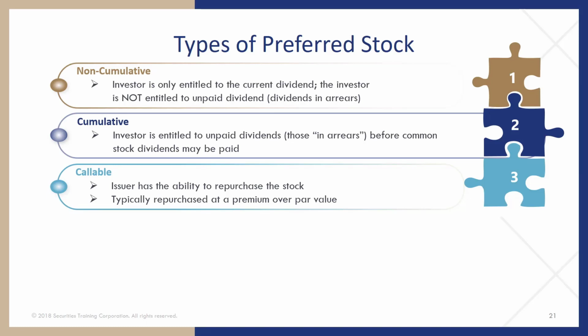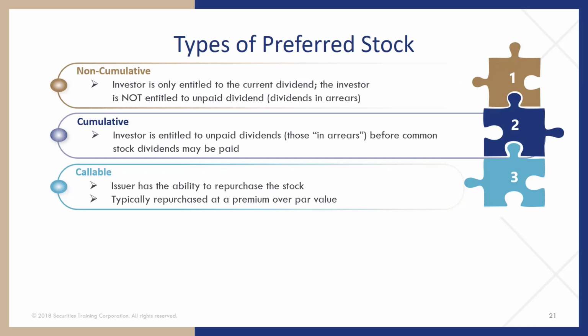Remember, preferred stock doesn't have a final maturity date. It could last forever. So the company might decide, you know what, I don't want to pay that dividend anymore. I needed the money. I needed to pay the dividend because I issued the preferred shares. So now I don't want them anymore. So they may be callable.